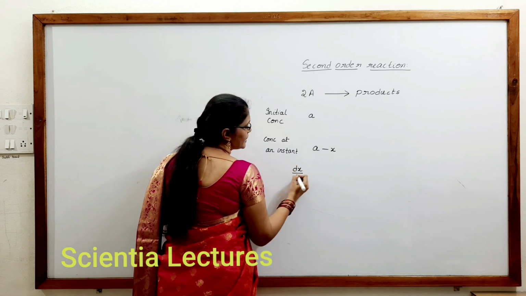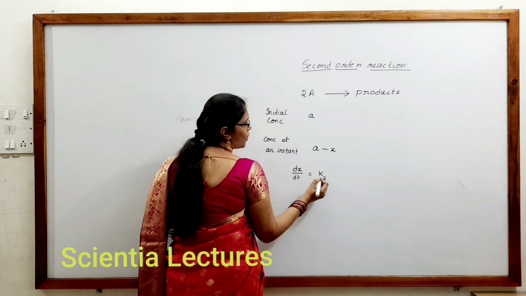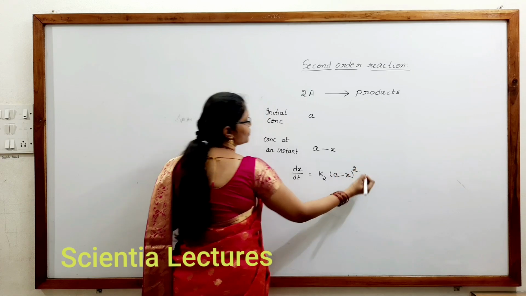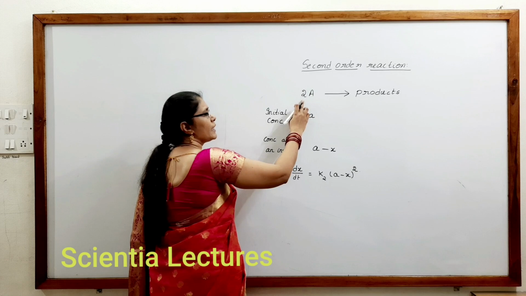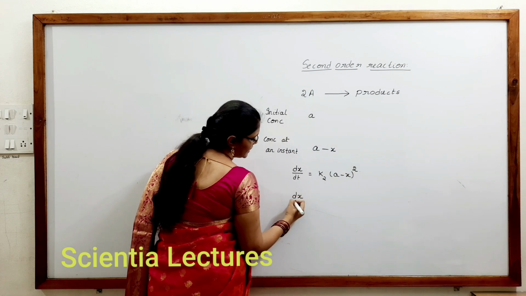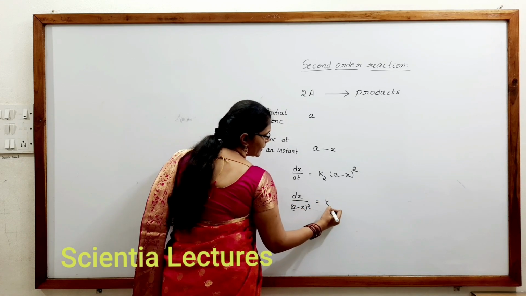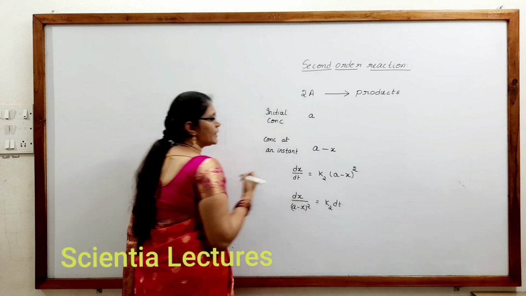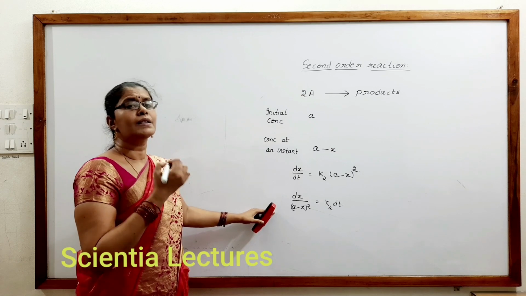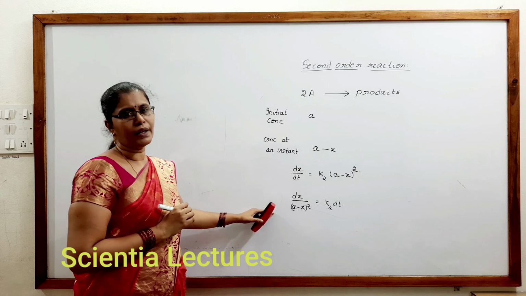dx by dt, that is the rate of reaction, must be equal to the rate constant of second order reaction into A minus X to the power of 2, because it is a second order reaction. Now this can be written as dx by (A minus X) the whole square is equal to K2 dt. Taking integration on both sides, as we have derived for nth order reaction, we have checked what will be the second order rate equation.